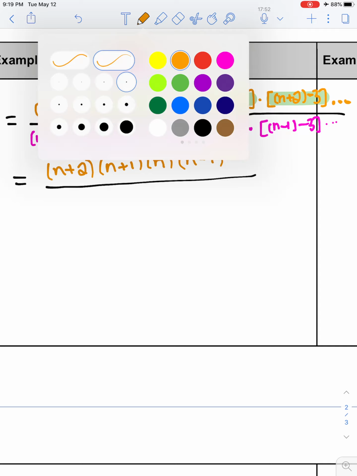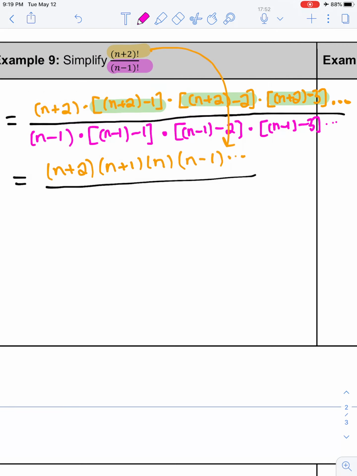Now a similar thing can happen in the denominator as far as some simplification goes. The denominator starts with the factor n minus 1, followed by the factor n minus 2, followed by the factor n minus 3, and n minus 4, and we can say that that continues indefinitely.